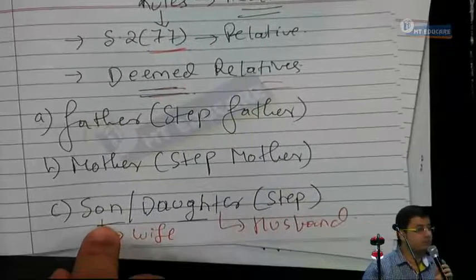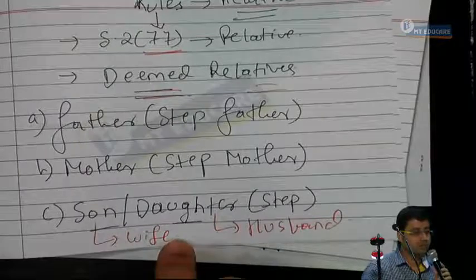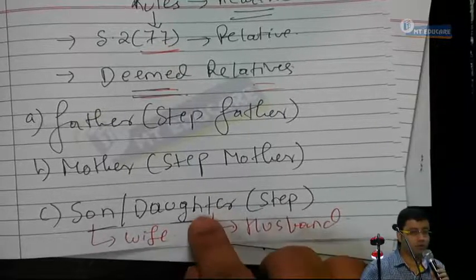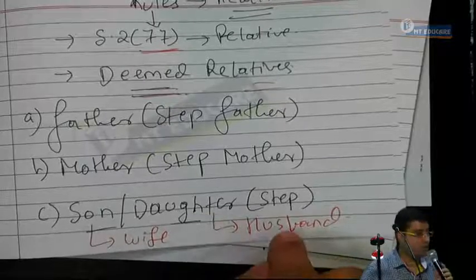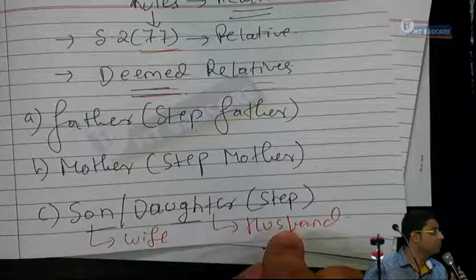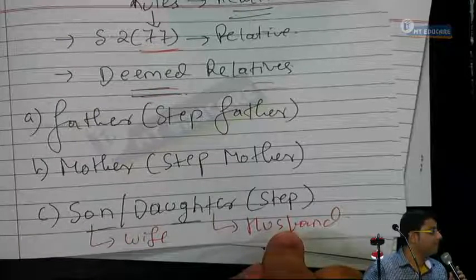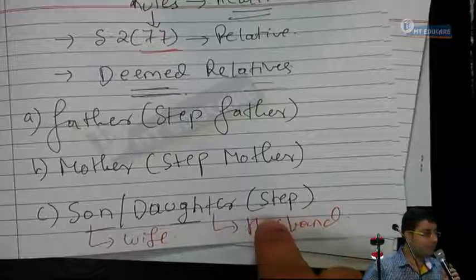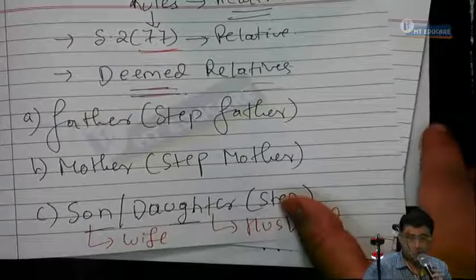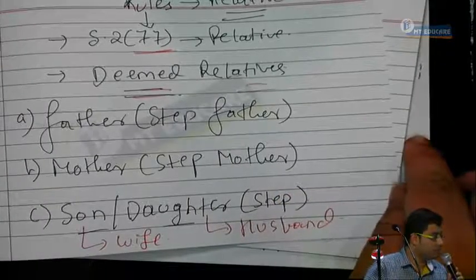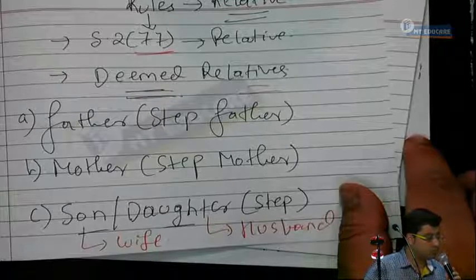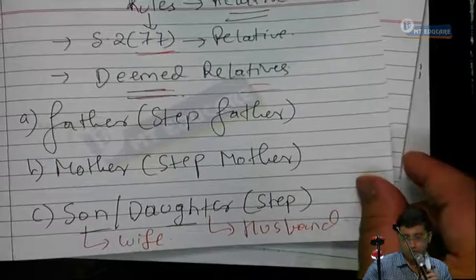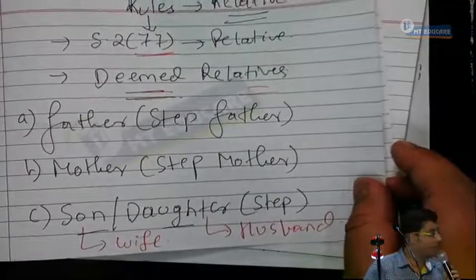Son and son's wife. Next one, daughter and daughter's husband. Next one, stepson, stepdaughter. Stepson, stepdaughter means including their wives and husbands also, respectively.